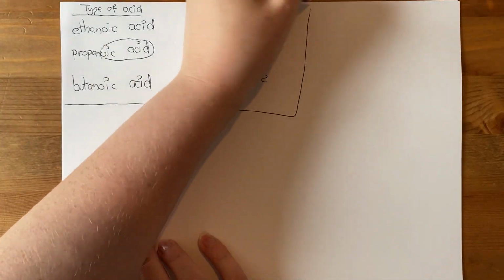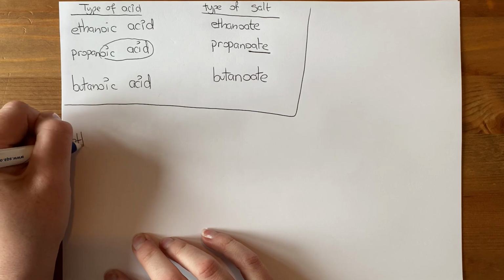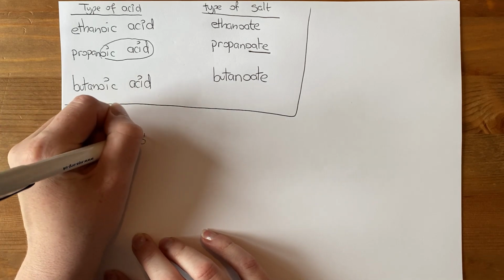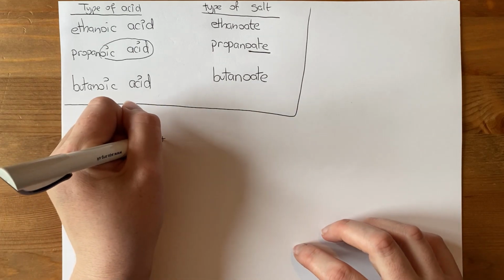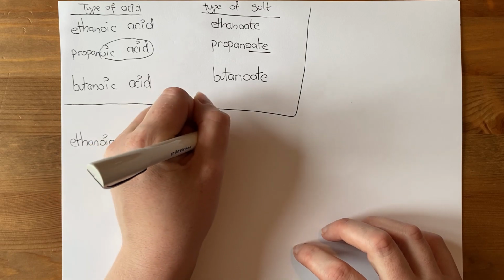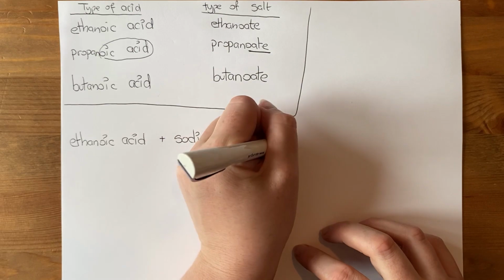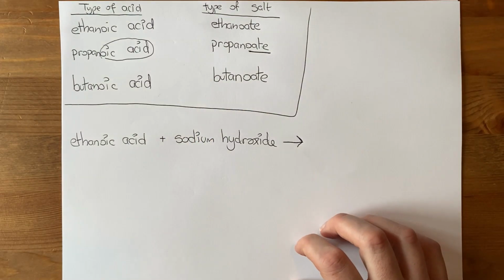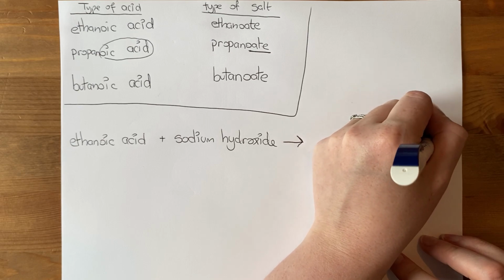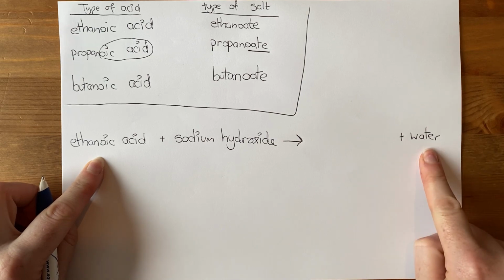So if I just put a box around this, let's think about using ethanoic acid. It's my favourite for some reason. Ethanoic acid plus, let's say, sodium hydroxide. What is that going to make? It's going to make a salt, and it's also going to make water. We like water. So ethanoic acid plus sodium hydroxide makes something plus water.